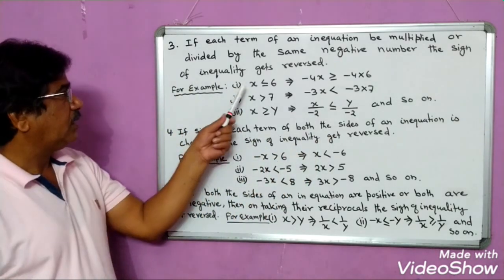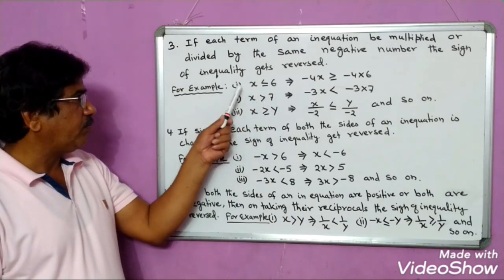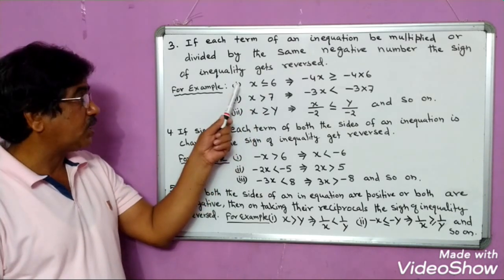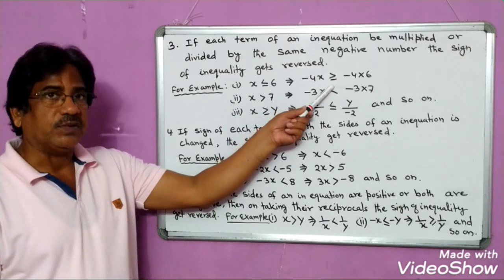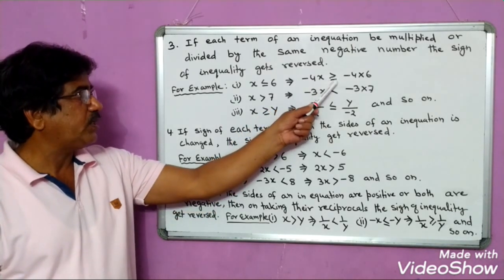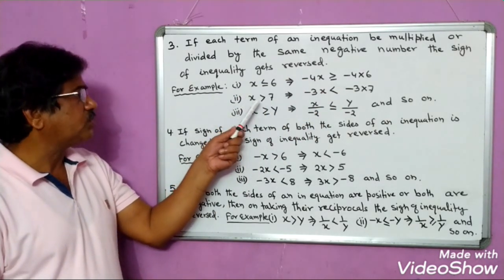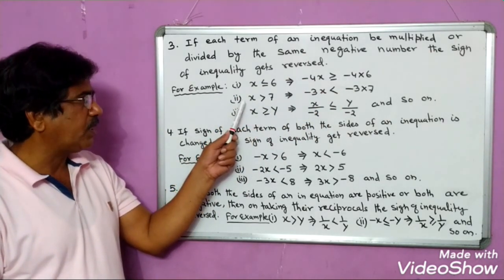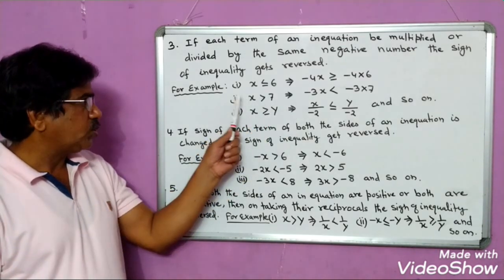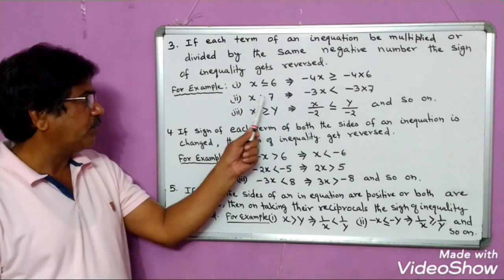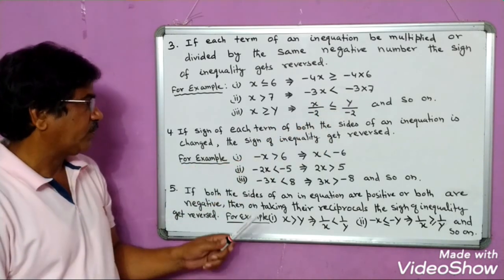For example, if x is less than or equal to 6, and now I am going to multiply minus 4 to both the sides, because minus 4 is a negative number, so the sign of inequality will also get reversed. So minus 4x will now be greater than or equal to minus 4 into 6. Similarly, if x is greater than 7, now suppose I am going to multiply both the sides with the same negative number minus 3. So on multiplying, you will find that the inequality sign gets reversed. So minus 3x is less than minus 3 into 7.